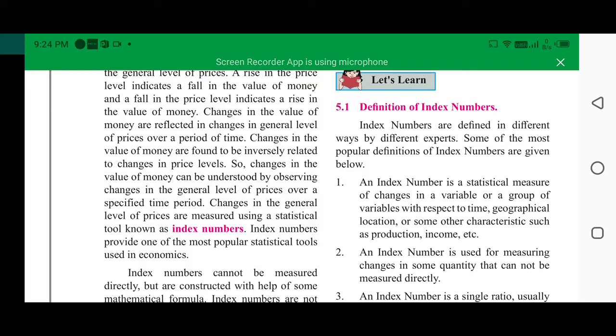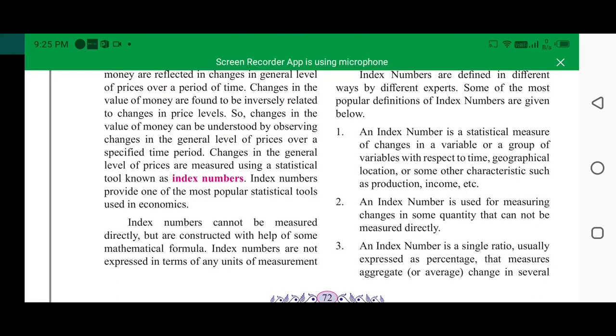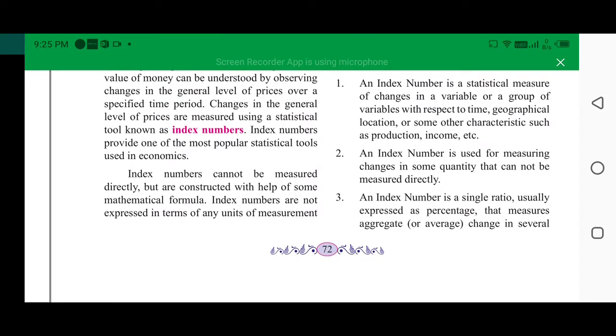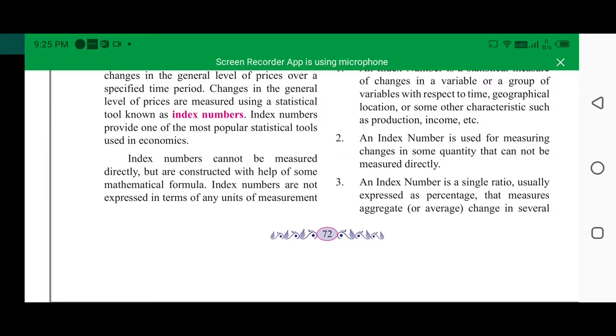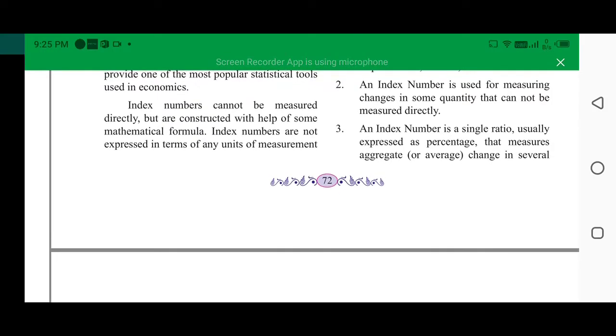The index number is defined in different ways by different experts. Some of the most popular definitions of index numbers are given below. It may come as a short answer question. Index number is a statistical measure of change in a variable or group of variables with respect to time, geographical location, or some other characteristic such as production and income. The index number is used for measuring the change in a specific quantity that cannot be measured directly. An index number is a single ratio, usually expressed as a percentage, that measures aggregate changes over several years.